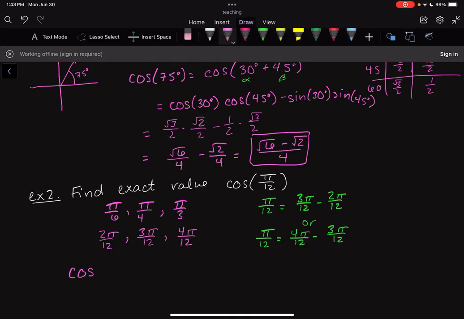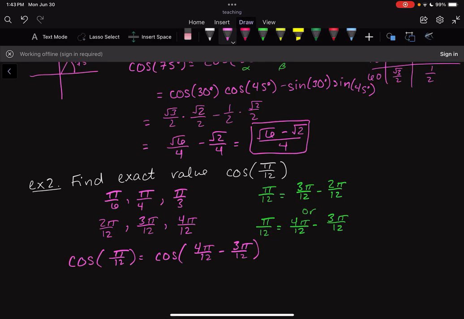So I'm starting with cosine pi over 12, and I'm saying that that's equal to cosine, and I'm just going to pick 4 pi over 12 minus 3 pi over 12. Now just to make this easier on myself, I'm going to reduce those back to what they originally were. So 4 pi over 12 is really pi over 3, and then 3 pi over 12 is really pi over 4. I really only wrote them with the denominator of 12 so that I could see what to add and subtract.